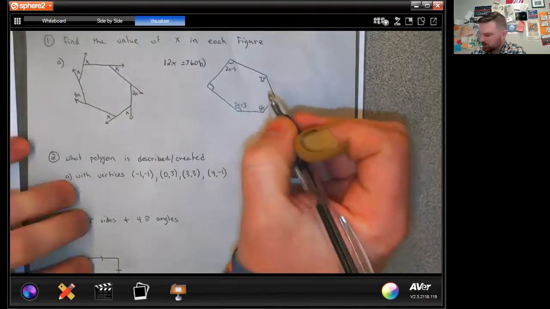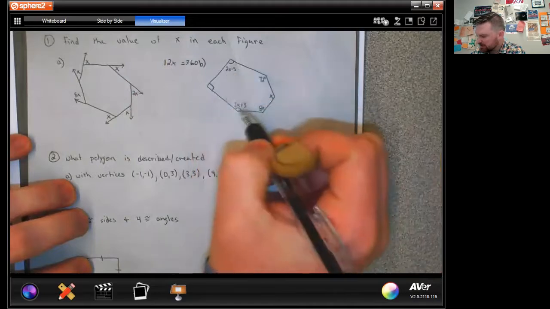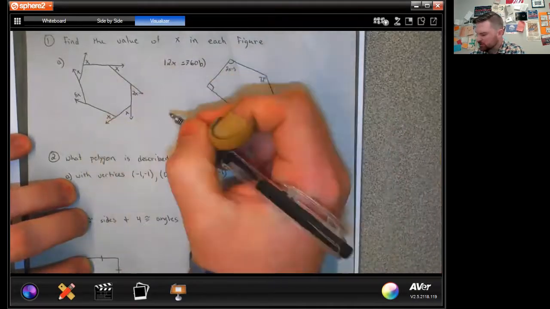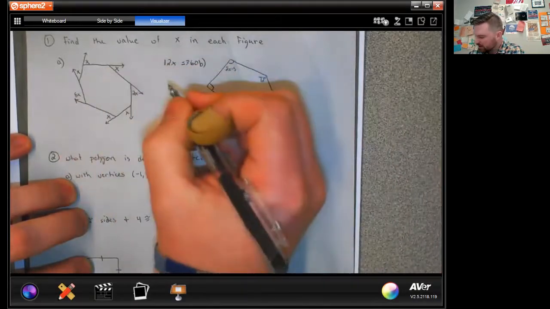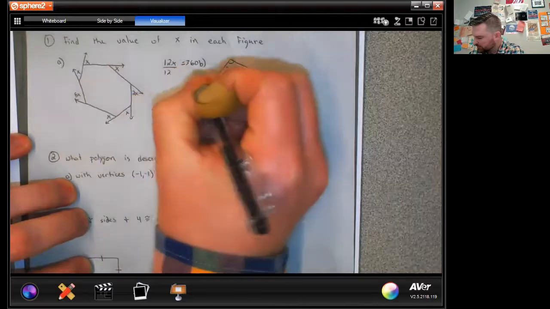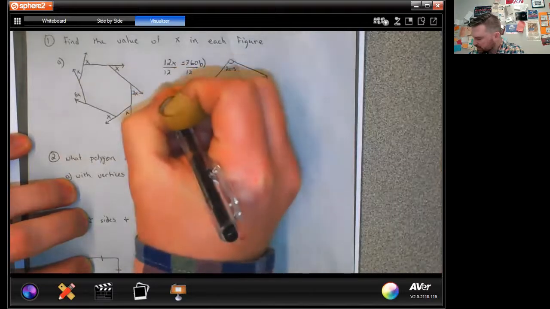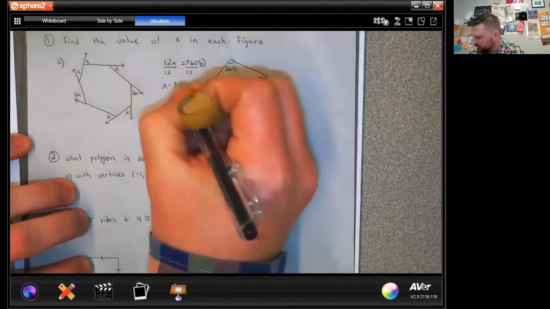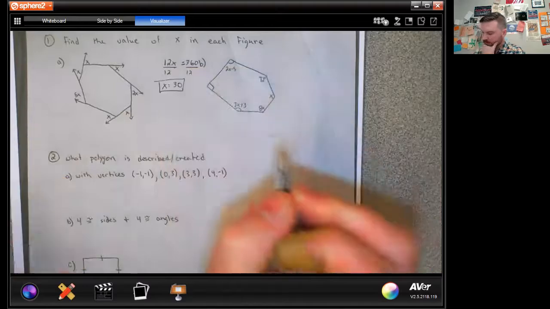Sometimes you may have expressions like this over here that you have to add in, so just make sure you're adding all that up. Here I'm going to divide by 12, and x equals 30. Okay.